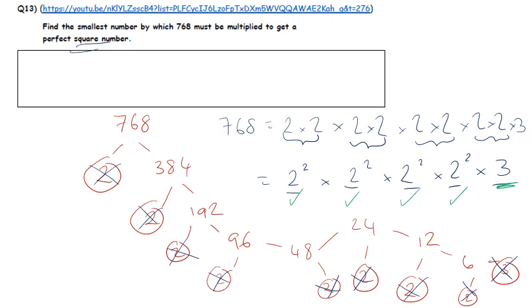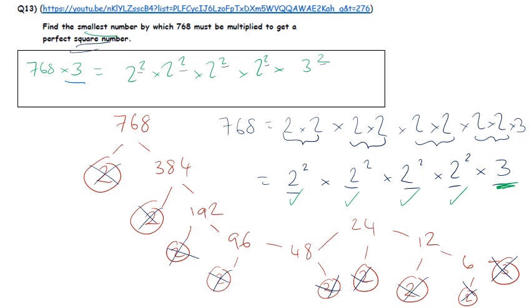So I've just got to fix this 3 here, and I've got to find the smallest number in order to make it square. Well, if I multiply 768 by 3, that will make it 2 squared, 2 squared, 2 squared, times 2 squared, times 3. So that's the 768 part, and times another 3 on the end there. So we could change that 3 times 3 to be 3 squared. And then every element is a square number, and therefore that makes it squared.